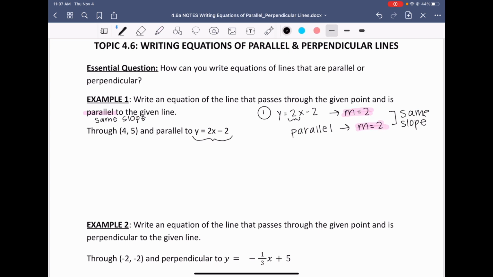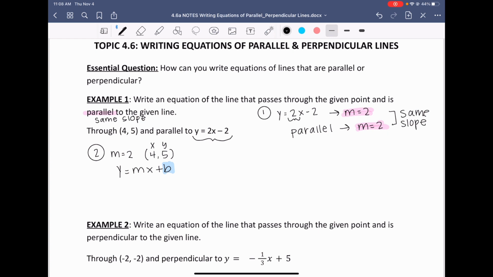And it gives us that the new line goes through (4, 5). So our step 2 is to use m equals 2, our slope, and then we're going to use (4, 5) to create a new equation. So 4 and 5 are going to be your x and y values. And remember, we've done this before, writing an equation of a line with a slope and a point on the line. We're just going to use y equals mx plus b and plug in what we know in order to find b.